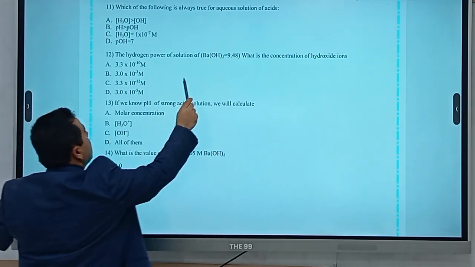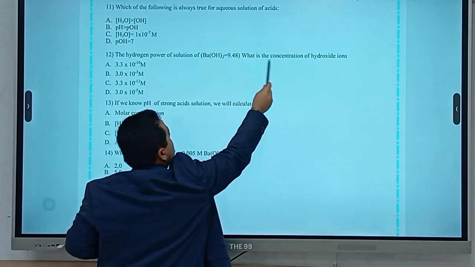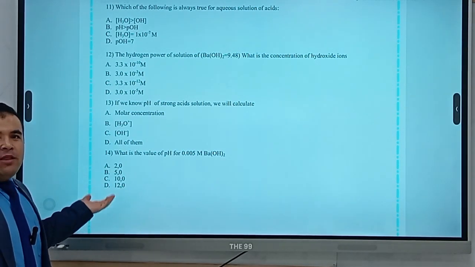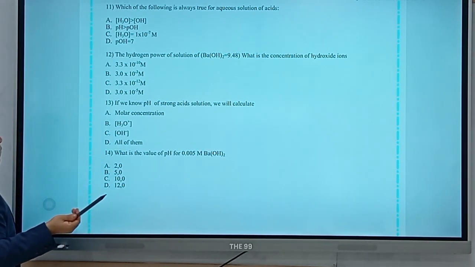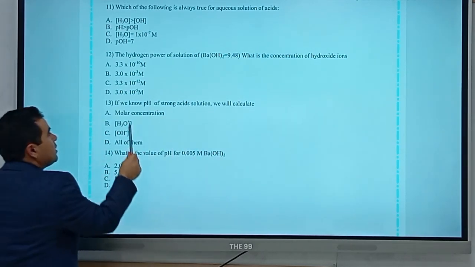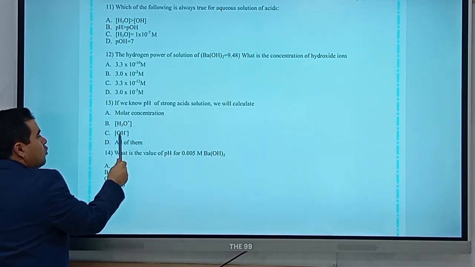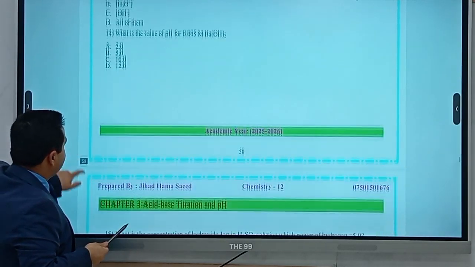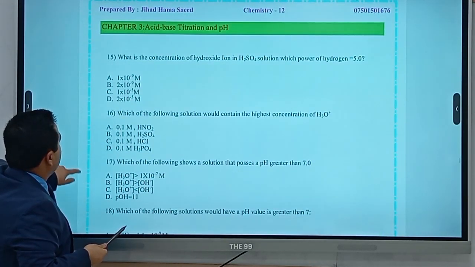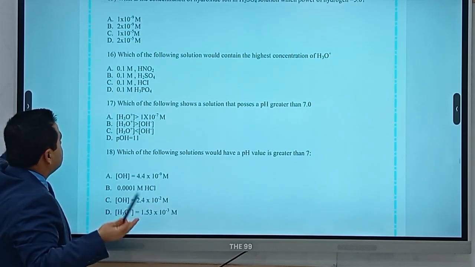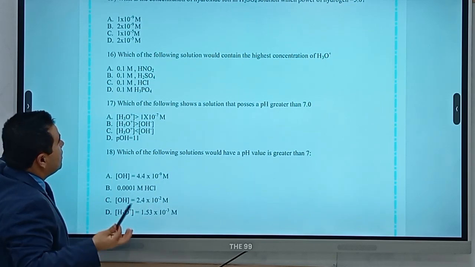The pH is given. What's the concentration of hydroxide ion? It can be converted to hydronium and then to hydroxide as well. If we know the pH of a strong acid solution, we can calculate the molar concentration, hydronium, hydroxide, all of them. Those are the types of questions, all the types of multiple choice questions, and they are easy.